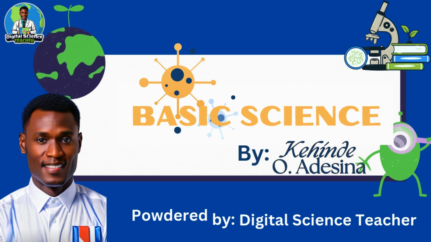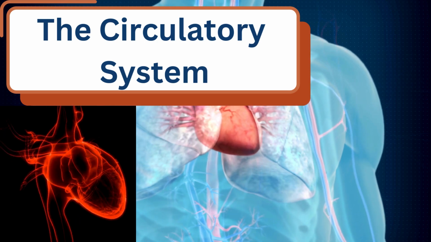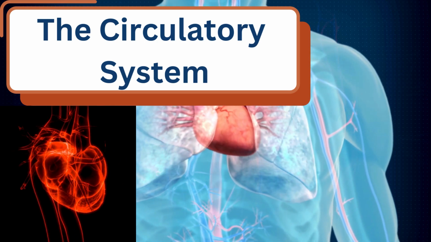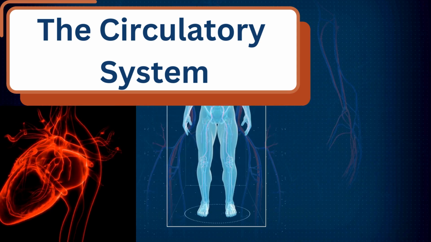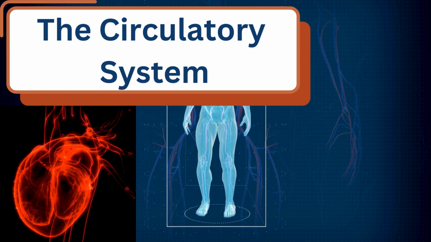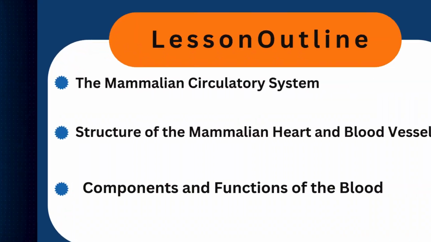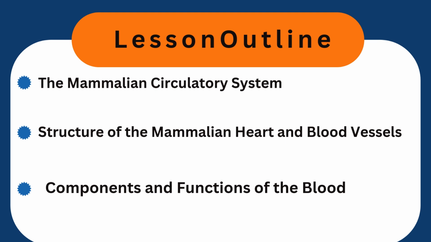In the lesson of today, we will be looking at the circulatory system of animals and the mechanism of transport in plants. Come along with me as we explore. First of all, let's look at the lesson outline of this lesson. In this lesson, we'll be looking at the mammalian circulatory system, the structure of the mammalian heart, and blood vessels.